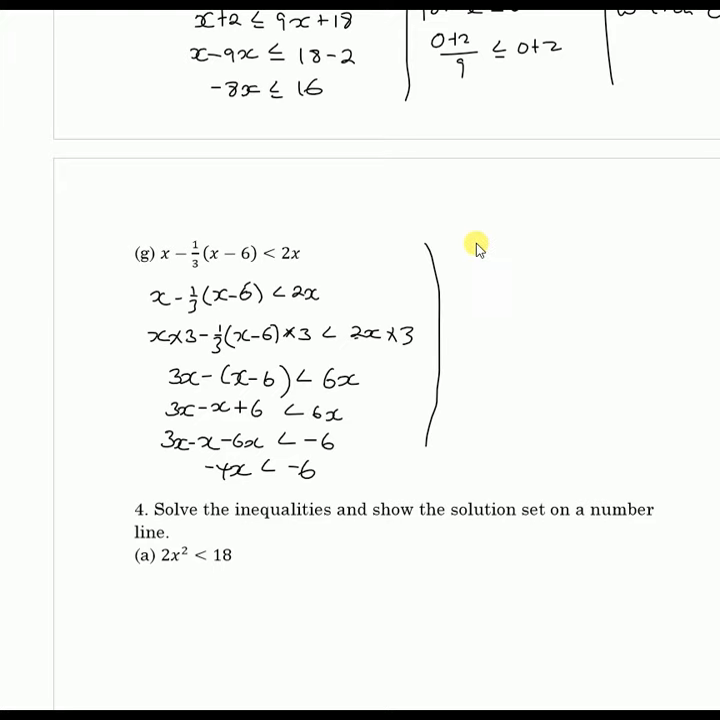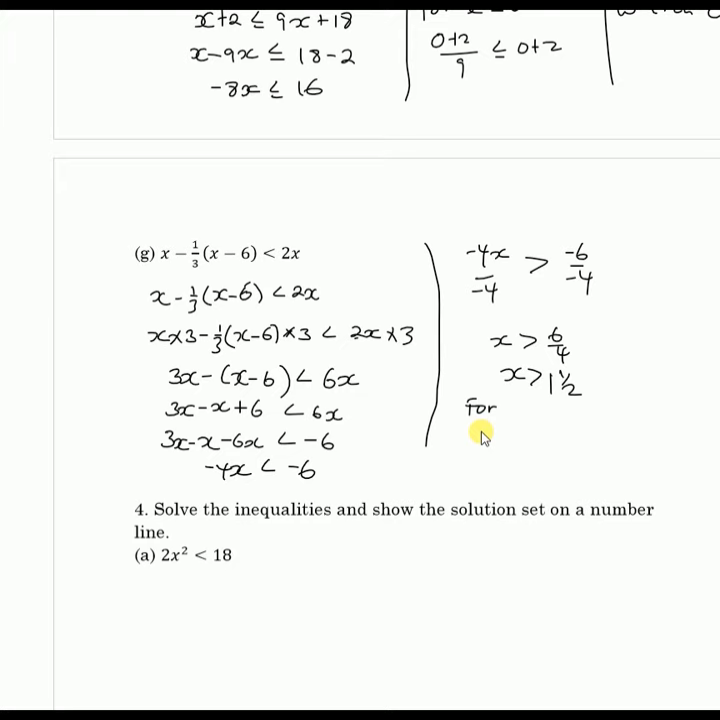After which we have negative 4x divided by negative 4. The inequality was less than, and I'm dividing by a negative, so it becomes greater than, such that x itself is greater than 6 over 4. x greater than 6 over 4 is the same as 3 over 2, which is 1.5. So it's greater than 1.5. So since it is greater than 1.5, this time they have caught me.